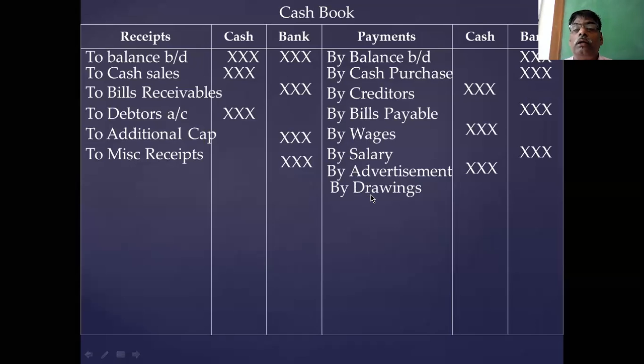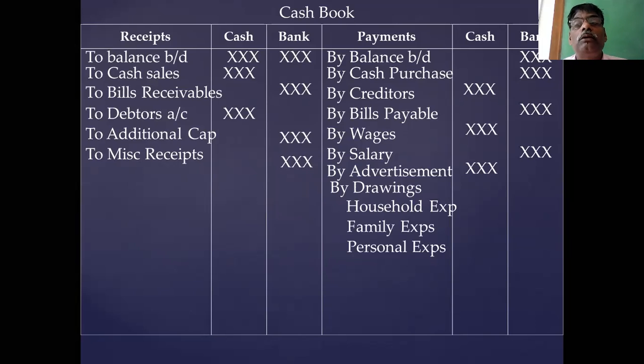This is very important. Drawing. Drawing may be made by the owner directly for his expenses, his enjoyments. Drawing may be related to household expense. Any type of household expense given in the problem, you consider as drawing. Family expenses given in the problem are treated as drawing. Second point, personal expense of the owner given in the problem, you treat as drawing. These are the drawings.